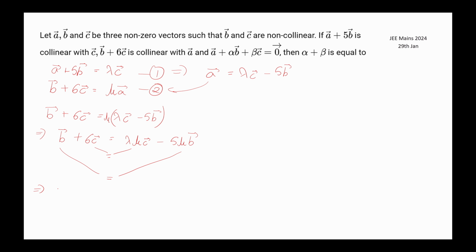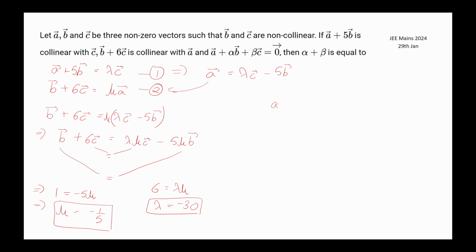For B vector, the coefficient is 1 and that is equal to minus 5 mu. And for C vector, the coefficient is 6 on one side and on the other side it's lambda mu. So let us solve this. From here we get mu to be minus 1 by 5. And if we apply the value of mu as minus 1 by 5, what are we getting? Lambda to be minus 30. So this is our lambda, this is our mu. So we've gotten our equations. Let us put the values in the equations.